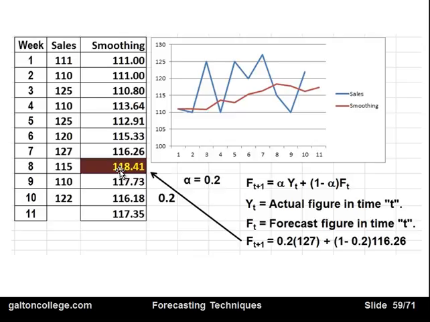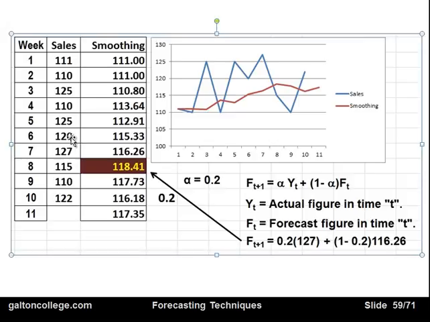We simply take a figure, 120, let's say. We take this 120 and we take the previous one, which is 125 times 0.2. Then we add 0.8 of this one and it gives us 115. So the smoothing technique would forecast 115.33. The sales was actually 120.